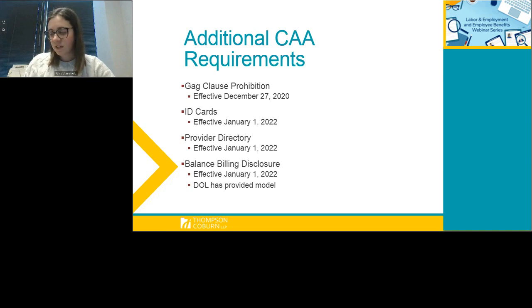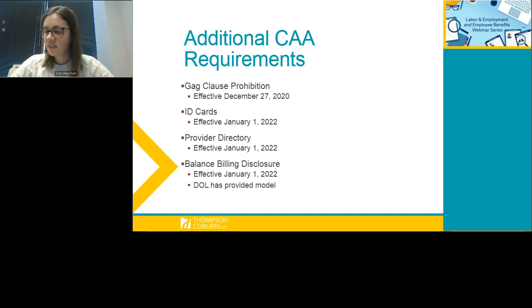So under this requirement, agreements with providers, networks, and TPAs cannot contain provisions that prohibit disclosures to plans of cost or quality information, and they cannot prohibit electronic access by plans to de-identified claims data for enrollees. So again, this went into effect almost a year ago, and it will continue to be in effect.